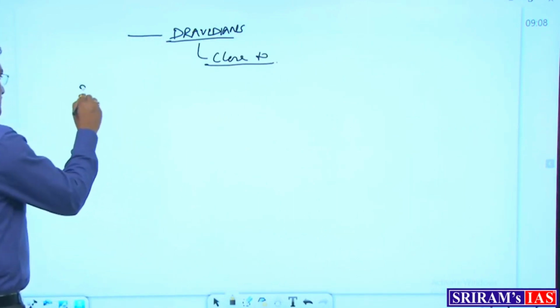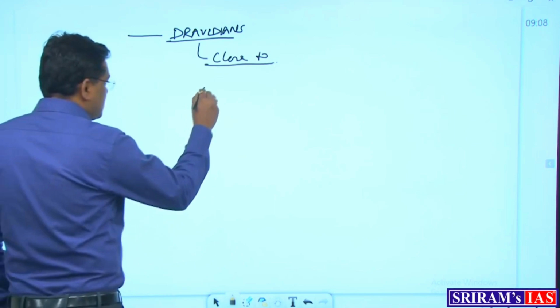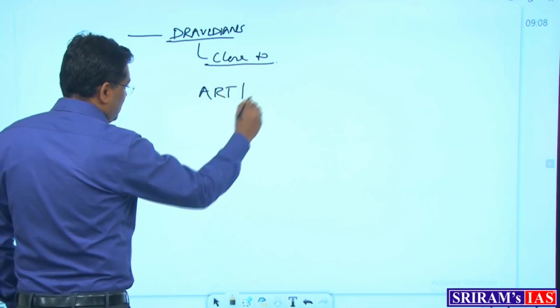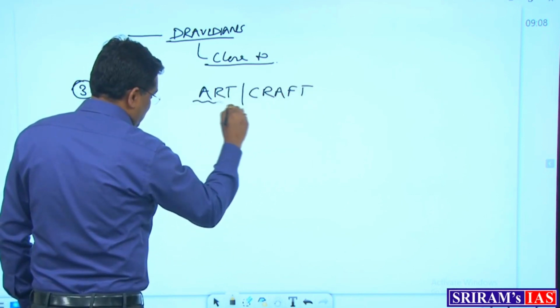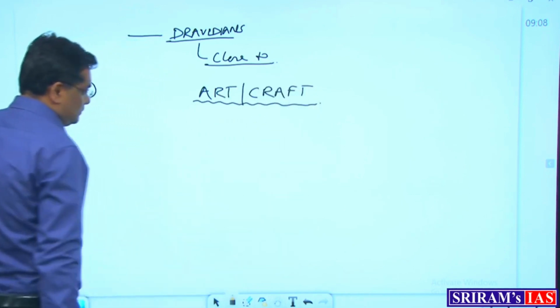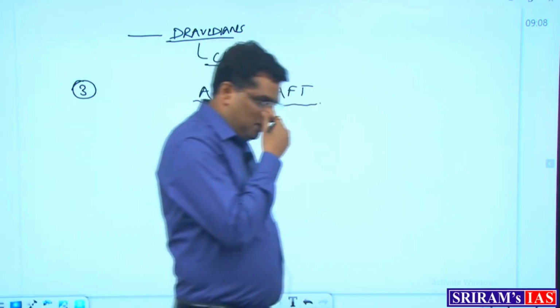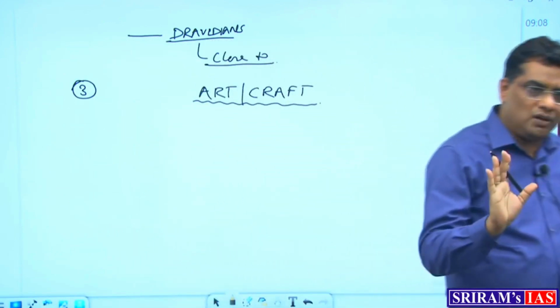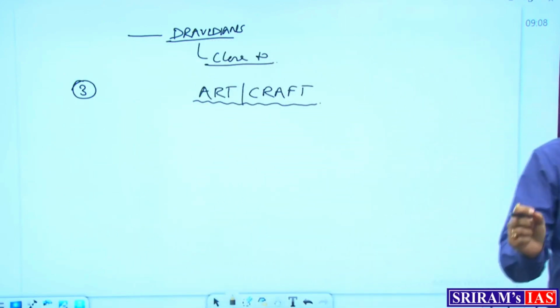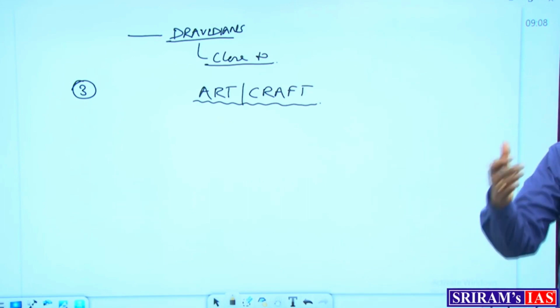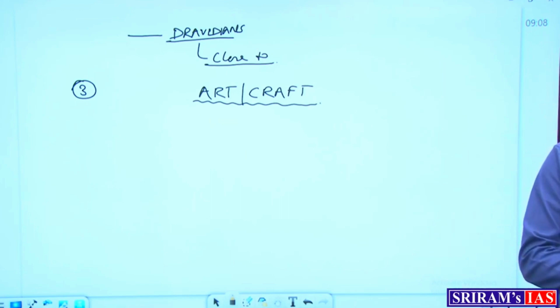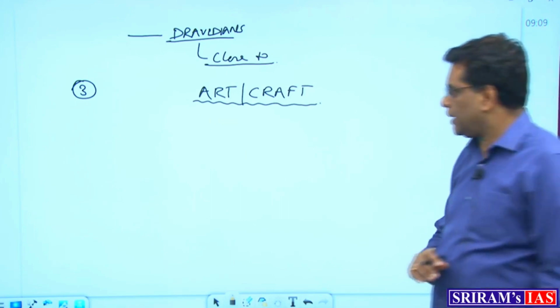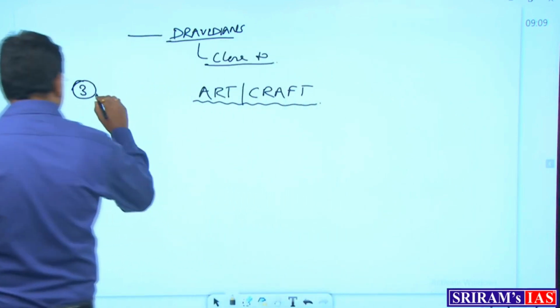Third characteristic is art and craft. If you prepare only the class notes and the notes of the Sriram IAS, or the same thing is there in the PPT also, then nothing to worry about. Go confidently and ask the examiner, don't waste my time, give me appointment.